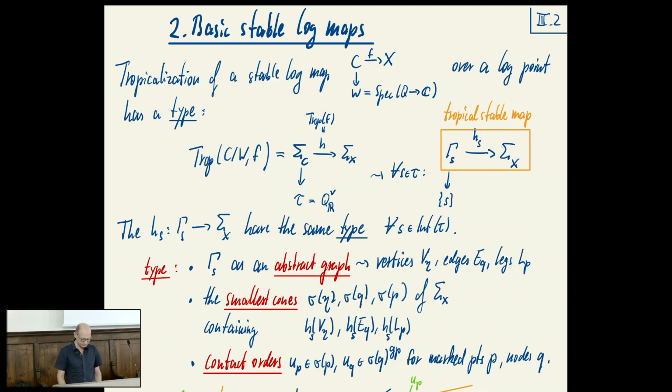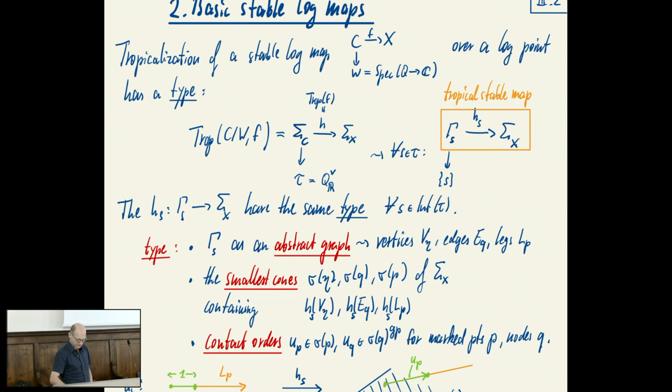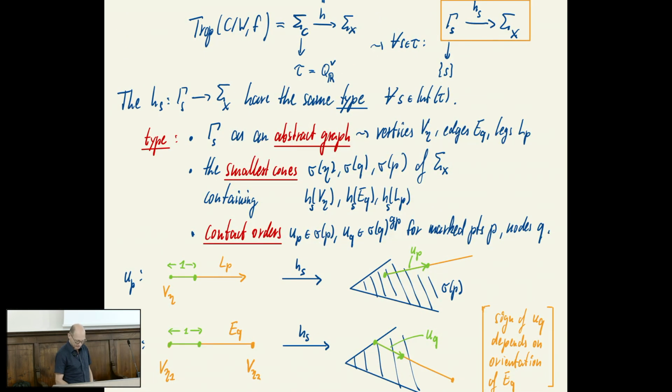So yesterday we finally started with log Gromov-Witten theory, and you saw some of this already in action in Pierrick's talk. Let me just remind you very quickly what there was. We had this notion of basic stable log maps. First, stable log maps are an enrichment of usual stable maps with log geometry.